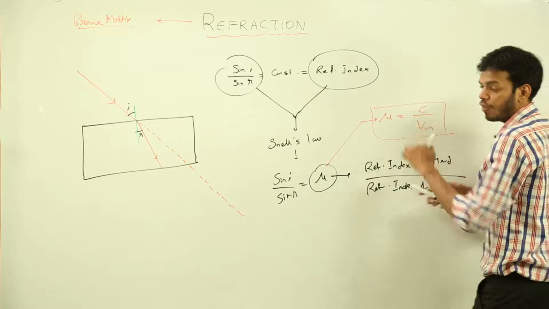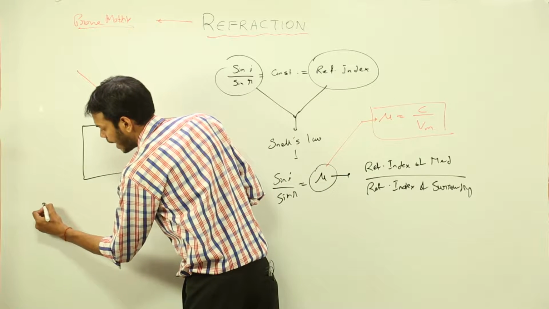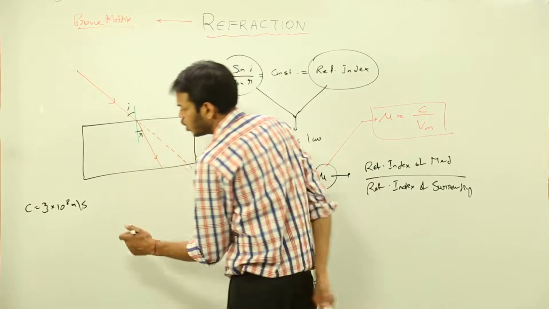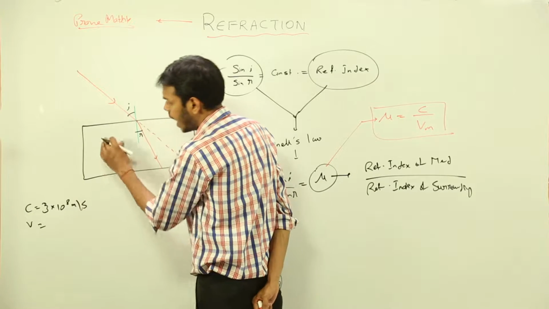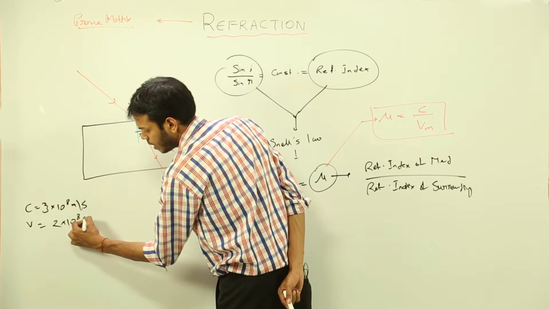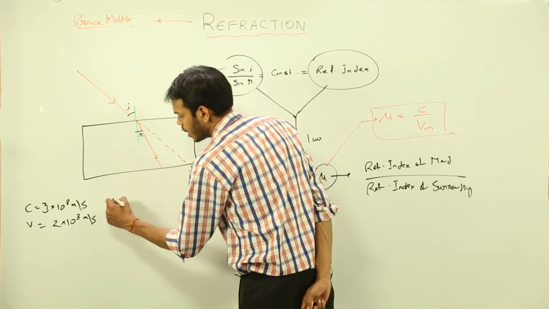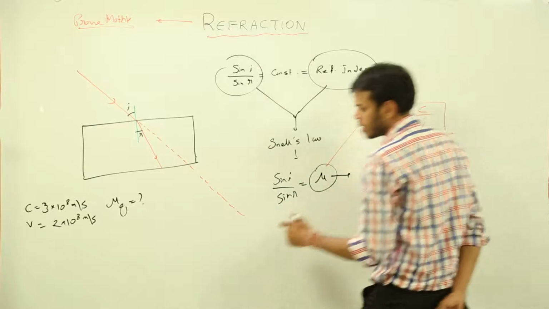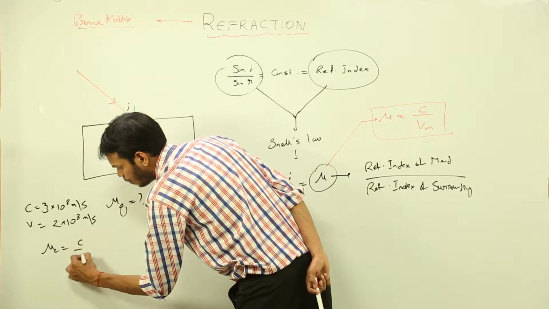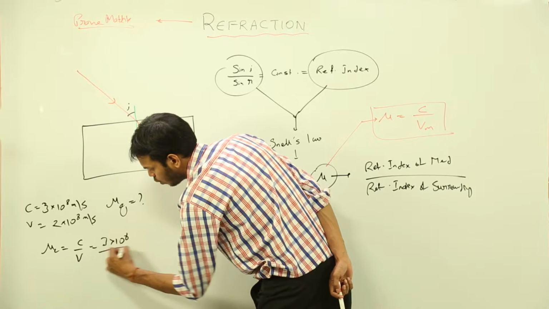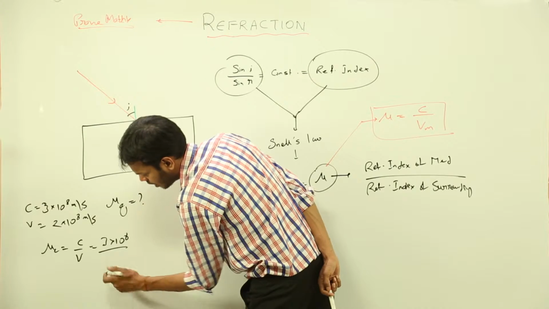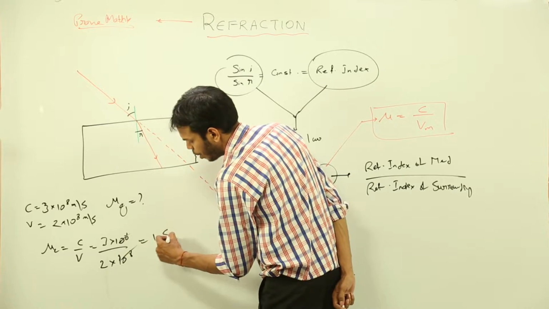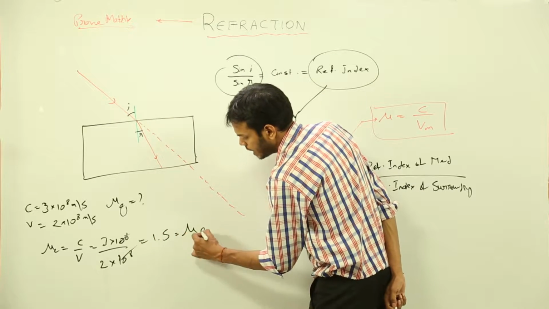Let me use this formula for once. For example, we know that speed of light in air is 3 into 10 raised to power 8 meters per second, right? Suppose they give us that velocity of light in glass is 2 into 10 raised to power 8. What is the refractive index of glass? What is mu g? I will apply this formula. Mu g is C upon V, which is 3 into 10 raised to power 8 over 2 into 10 raised to power 8. What am I left with? 1.5. So refractive index of glass is 1.5.